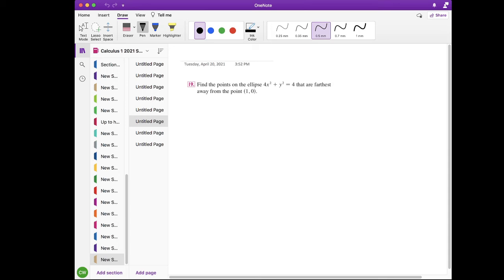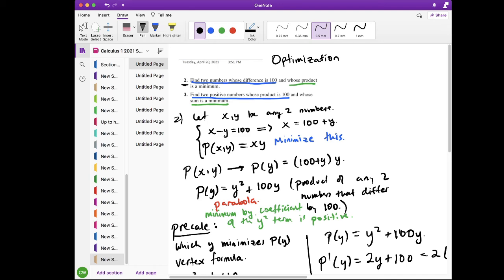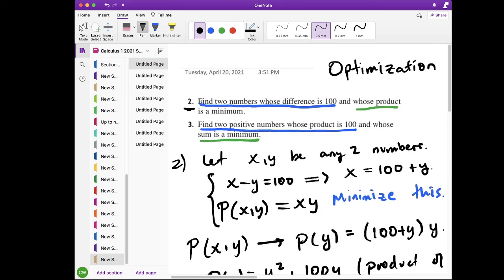Oh, word problem for number 3. Was that from up here? This one? Or the third word problem we did?